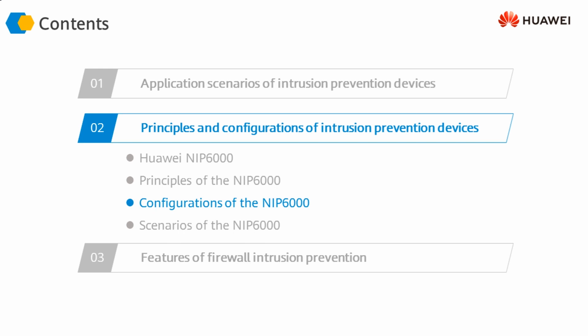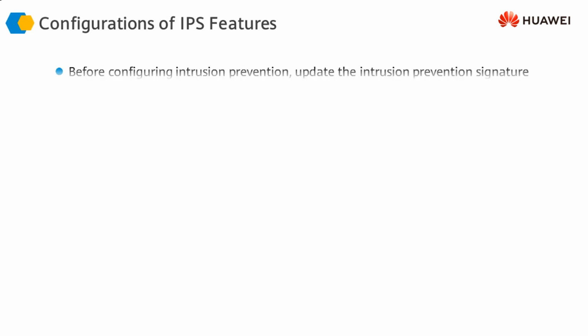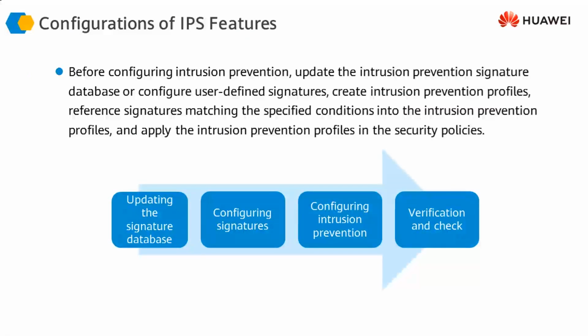In this video, we are going to take a look at the configurations of NIP6000, or Huawei's IPS. When we start doing the configuration, or when we deploy the IPS in our network, we follow these basic, general steps.